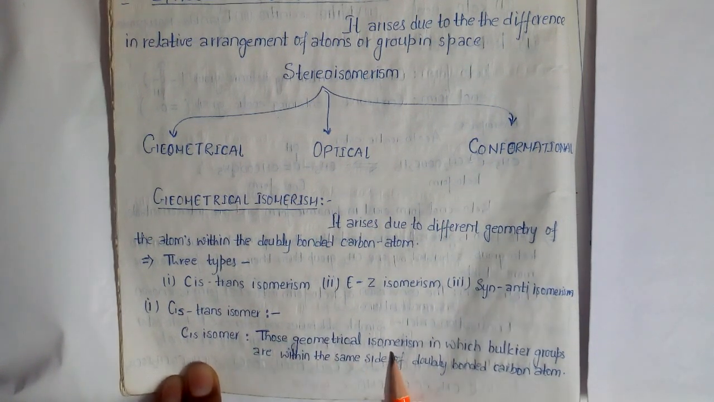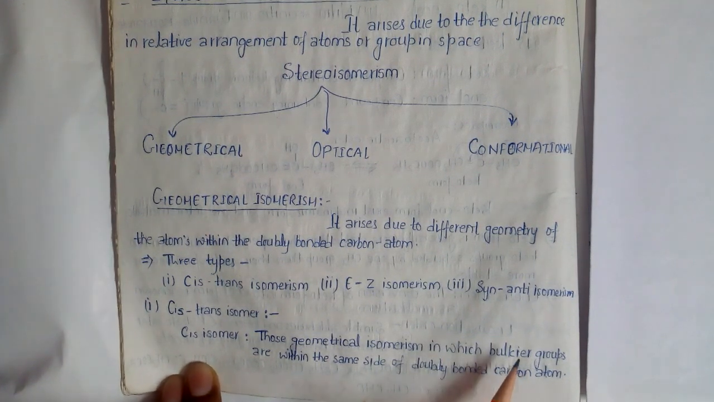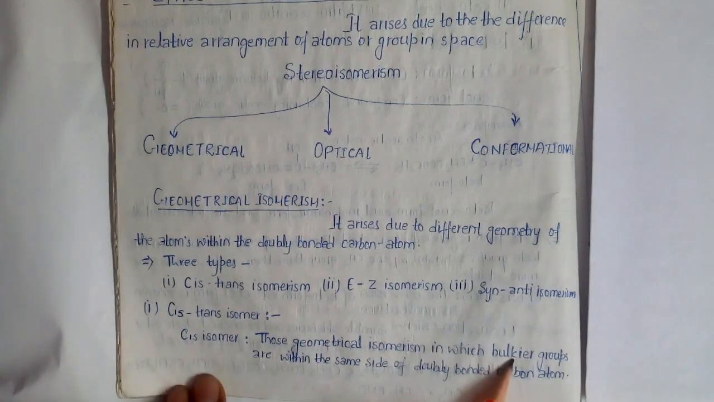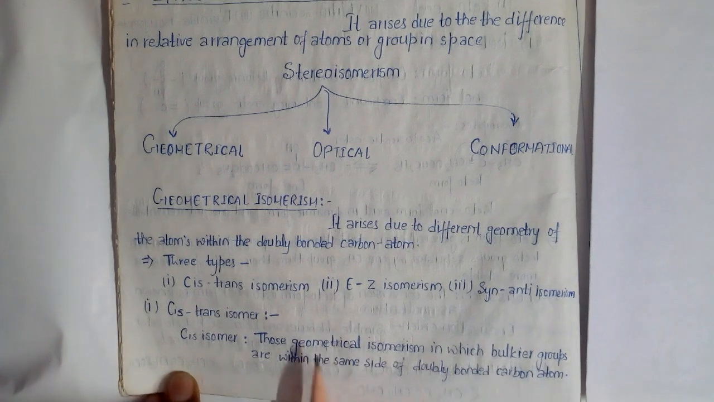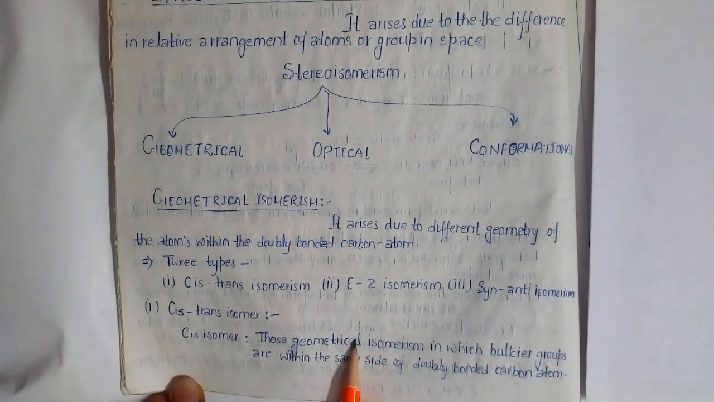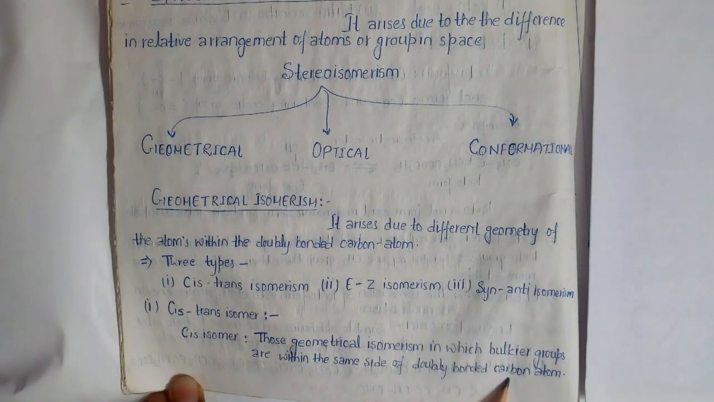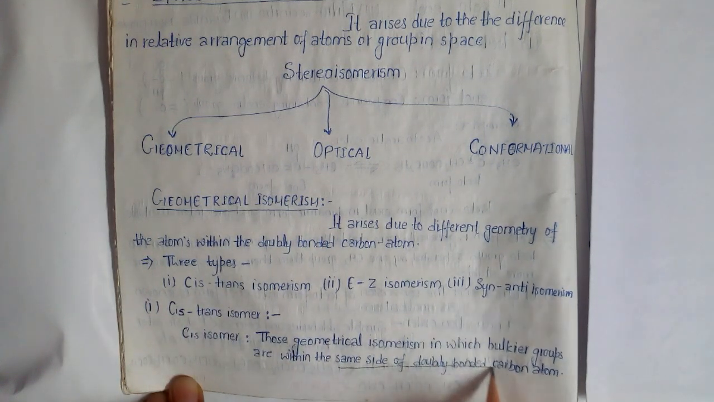Those geometrical isomers in which bulkier groups are... What is the meaning of bulkier group? Bulkier groups are mainly hydrocarbons like CH3, C2H5, C3H7, C4H9, etc. It means as the number of carbons in the hydrocarbon chain increases, their bulkiness increases. So the geometrical isomers in which bulkier groups are on the same side of the doubly bonded carbon atoms. This is the key point: same side of doubly bonded carbon atoms.